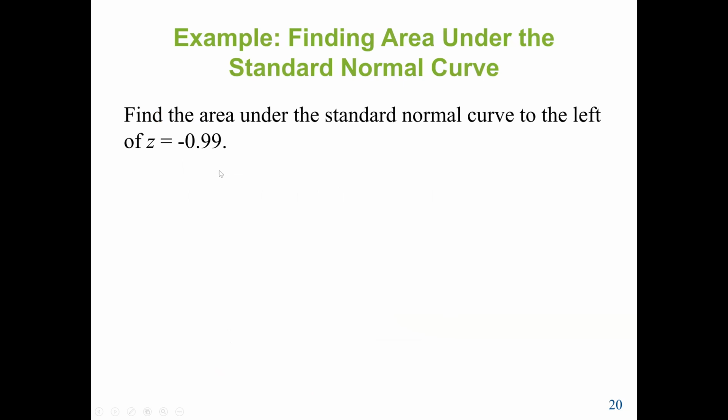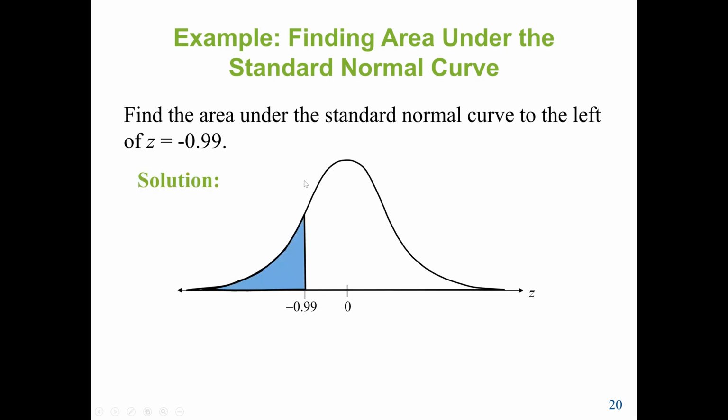So now let's see an example. They say we should find the area under the standard normal curve to the left of Z equal to negative 0.99, again to the left. So let's do our sketch. We have our z-score negative 0.99. To the left means we are going to shade this area. So here we can find the solution.